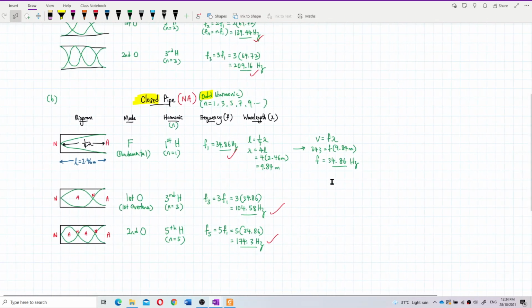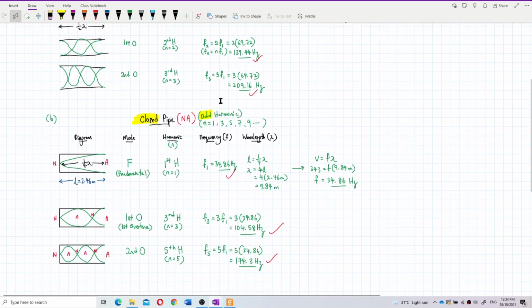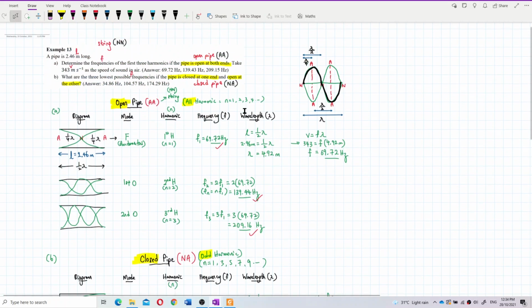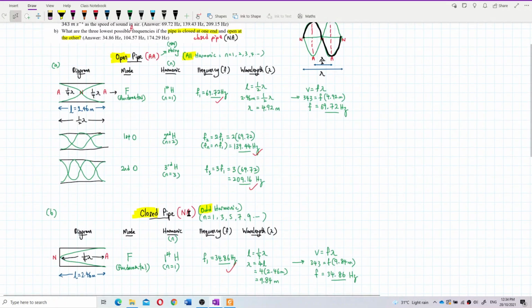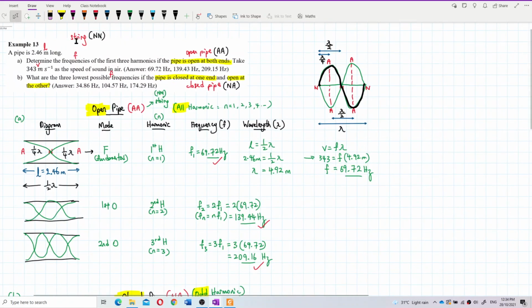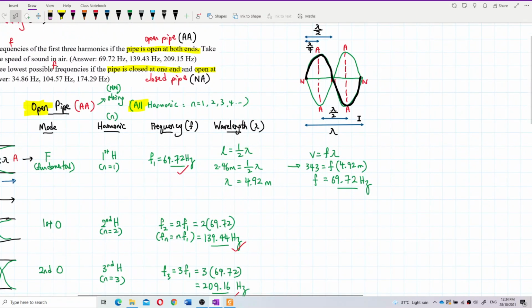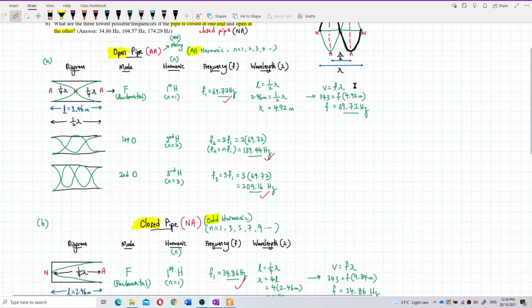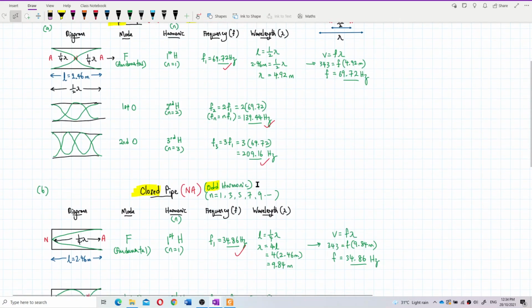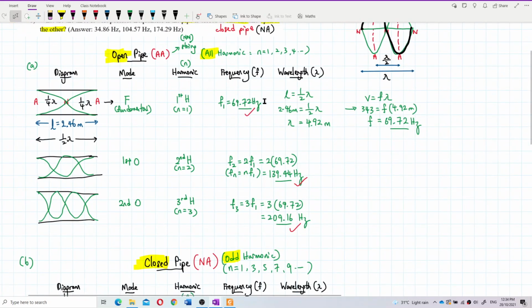So just remember the difference. Open pipe is all harmonic. Closed pipe is odd harmonic. Open pipe is AA, string is NN, closed pipe is NA. Node to node is half lambda. Node to antinode is 1/4 lambda. Antinode to antinode is half lambda. So that's all, just use V equal to F lambda to find the answer. Normally we start with finding the wavelength. After we got the wavelength, we use V equal to F lambda to find the frequency.